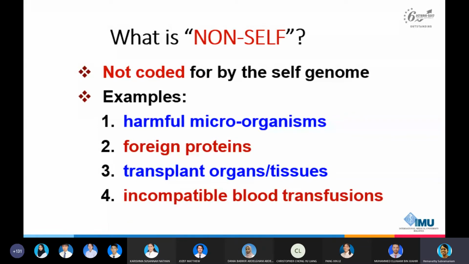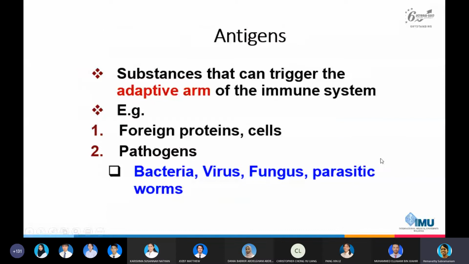Okay, you have some terms here. I think you're very familiar with antigens, but you still need to know the definition. Substances that can trigger the adaptive arm of the immune system. Example, bacteria, virus, fungus, and also parasites.